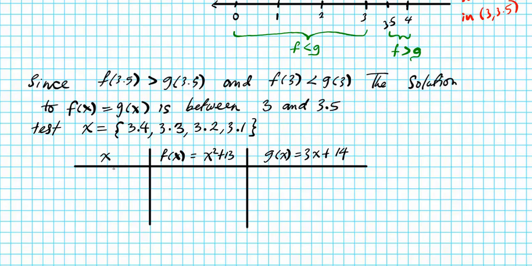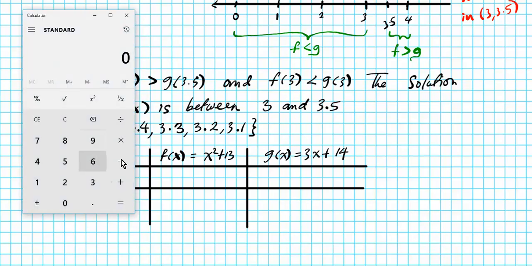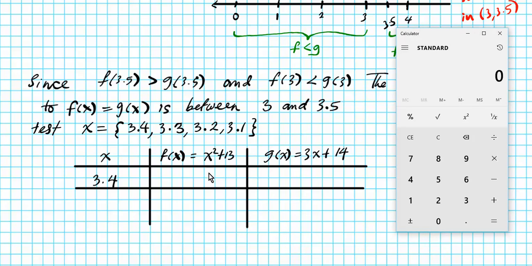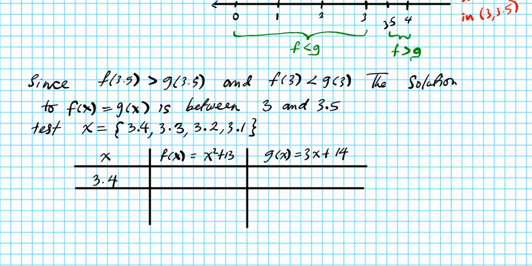All right, so we start with 3.4. Now, remember for the EOC, you can only use a 4-function calculator. No fancy graphing calculators on this test. So I'm just going to use a basic Microsoft calculator here. The first one is 3.4 squared plus 13. Square 3.4, plus 13. That's what f is, 24.56. Let's write that down.